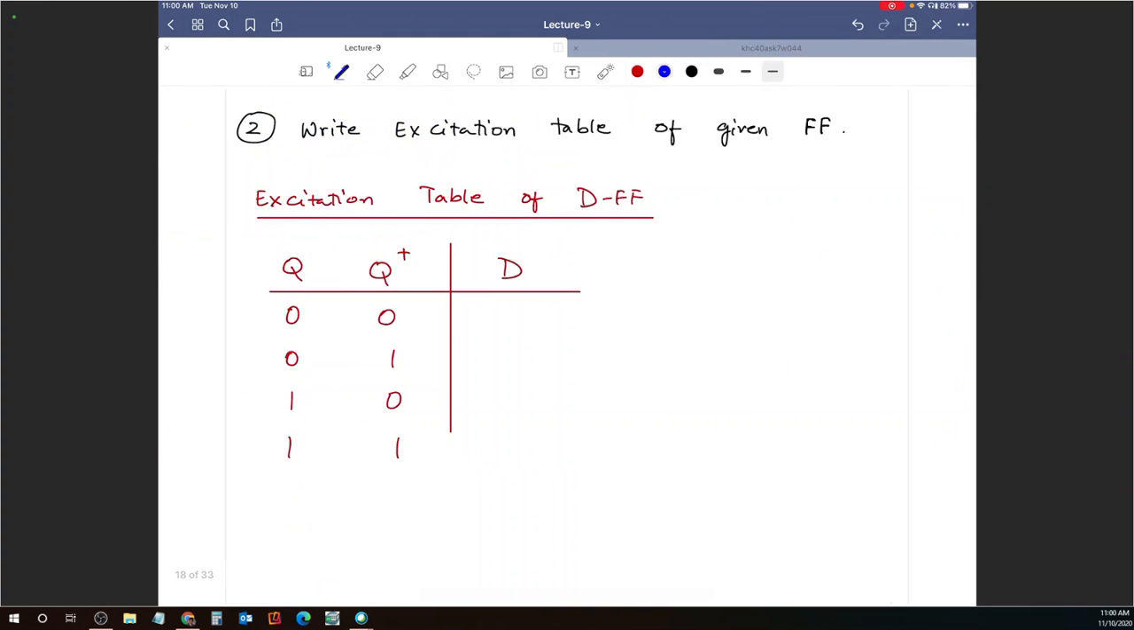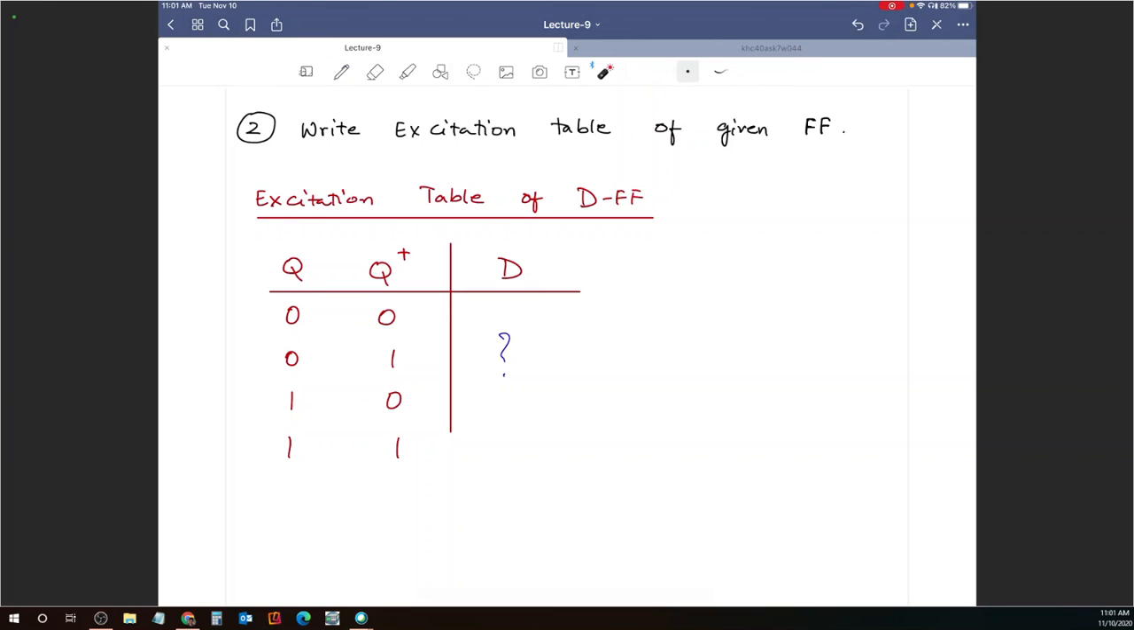Next, we are going to write the excitation table of the given flip-flop. The excitation table of the given flip-flop is quite easy to write for the data flip-flop. I'll show you how. If you wanted the transition from Q to Q plus, so you see Q here, Q plus here, previous output, current output. Again, 4 possibilities: 0 to 0, 0 to 1, 1 to 0, 1 to 1. What should I give over here in order for those transitions to happen? That's the answer to the excitation table of the D flip-flop.